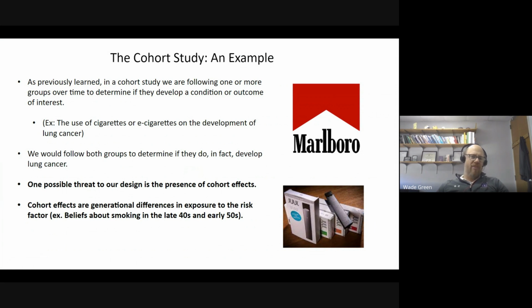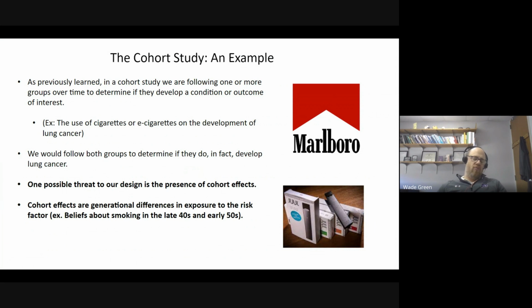Now, one thing that could derail us in making a pure cause and effect relationship that's true and balanced within the study is the presence of what are called cohort effects. Cohort effects very often, as we'll see in a second, are generational differences in exposure to the risk factor, due to many different reasons, whether that is known increased prevalence at a certain time or other factors like media exposure, which we'll talk about in a second.